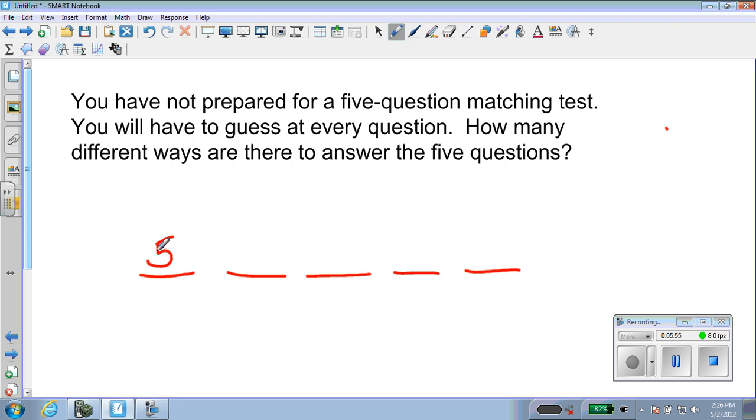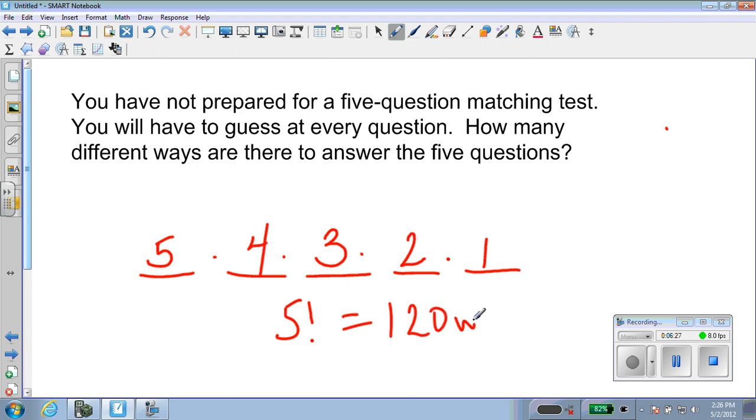But the benefit of a matching is once an answer has been used, it doesn't get used again. So for your second question, you have only 4 choices. And for your third question, there are only 3, and 2. And hopefully you left the hardest one for last. Although if you don't know any of them, it doesn't really matter. But usually, by process of elimination, that's the one. So I could multiply this out, or I could just do 5 factorial on my calculator, which is 120 ways.